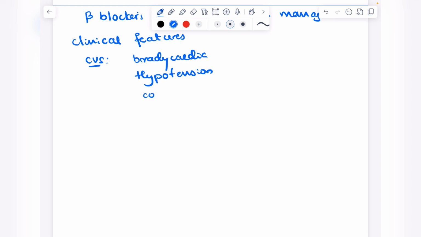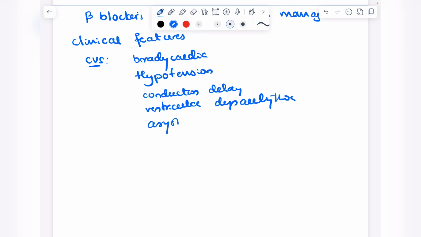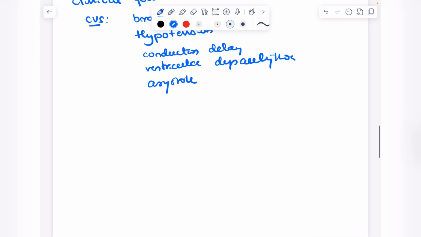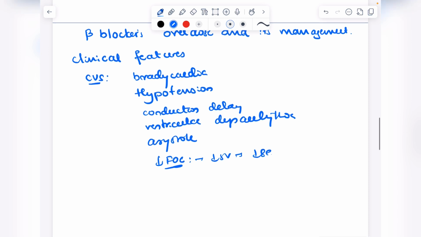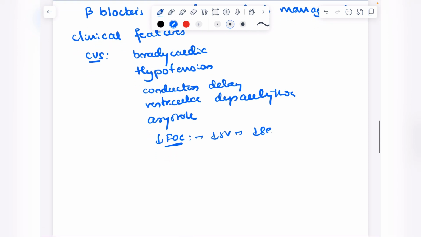like delay in conduction of the electrical activity in the heart, conduction delay, ventricular arrhythmias, dysarrhythmias, and asystole. Decreased force of contraction reduces the stroke volume, thereby causing reduction in BP. So these are the cardiac symptoms and signs of beta blocker toxicity.